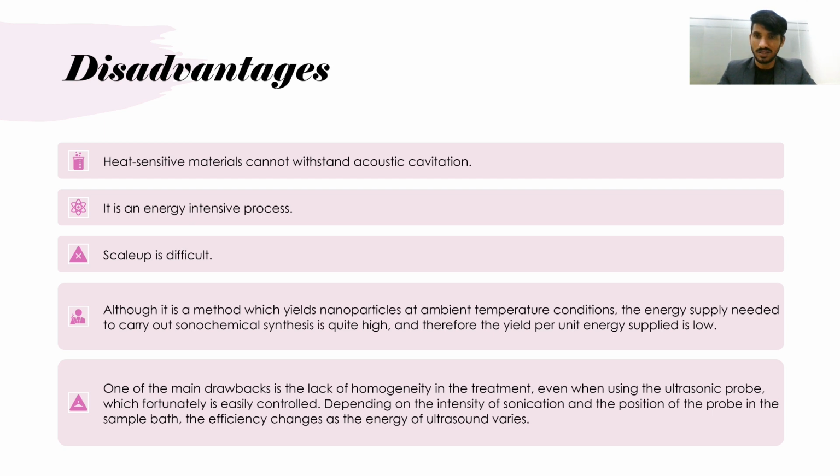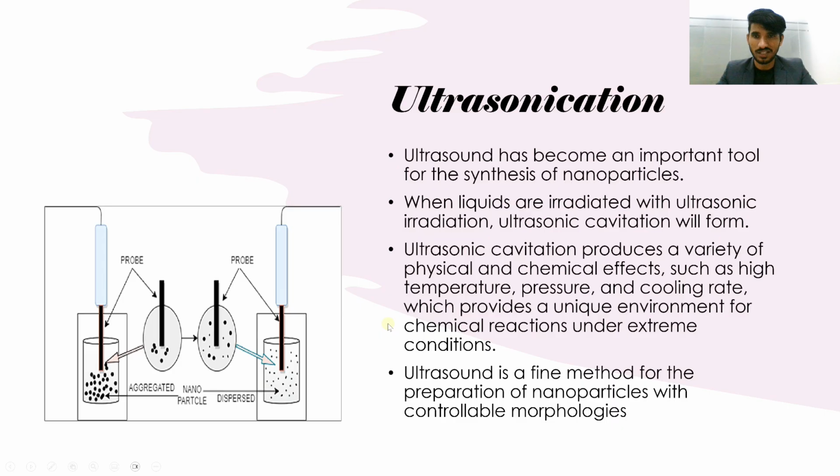Okay, so how is the lack of homogeneity a drawback? So as you can see here, this is the probe that is providing the ultrasound wave. So ultrasound waves are stronger near the probe, and they become weaker as we move away from the probe. So at the sides of the beaker, the effect of the ultrasound is very much less as compared to the part where the probe is present. So the ultrasonic waves are strongest near the probe, and they are weakest farthest away from the probe. So one of the main drawbacks of this is the lack of homogeneity.